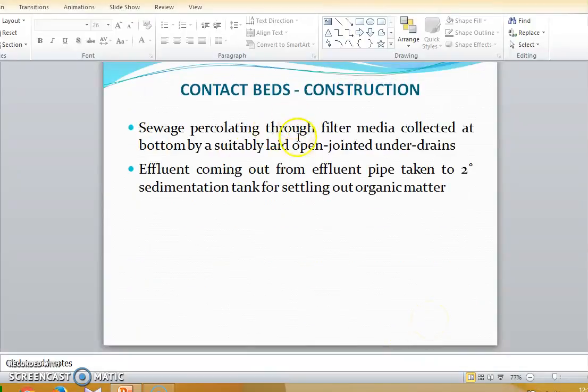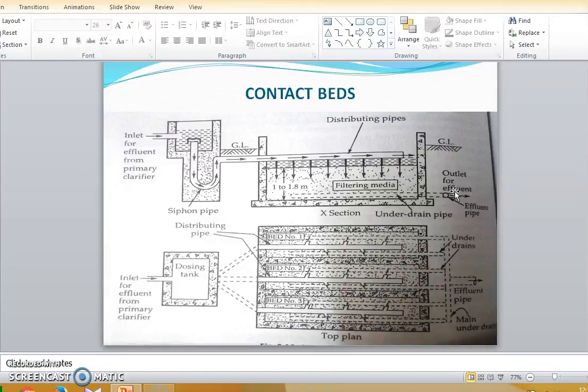And here also the sewage will be percolating through filter media, and this will be collected by open jointed under drains. And the effluent coming from the effluent pipe will be taken to a secondary sedimentation tank for settling out the organic matter. Here you can see the figure of a contact bed.